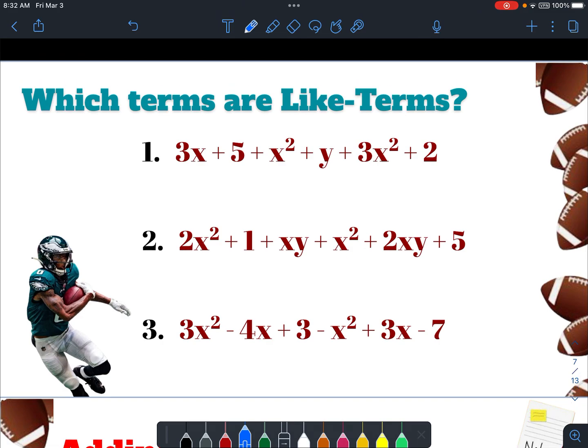So right here, I would encourage you to pause the video and identify what the like terms are in these three equations. And then if you can identify like terms, try to combine them. Try to add them up.